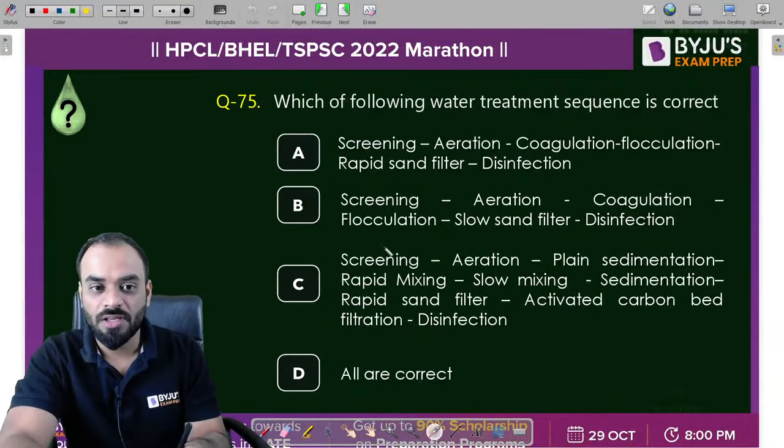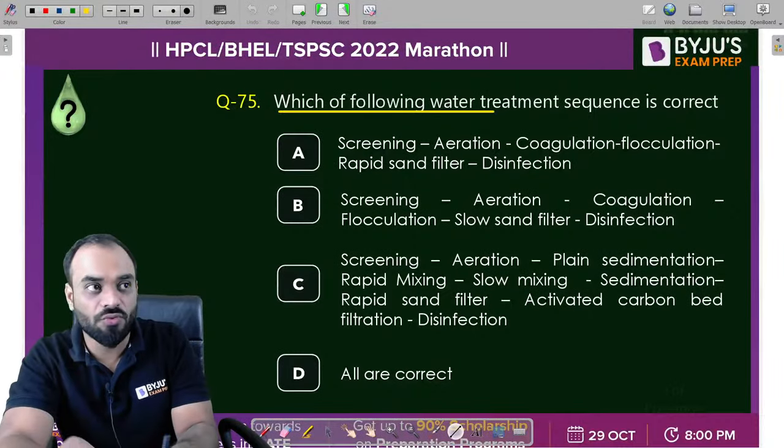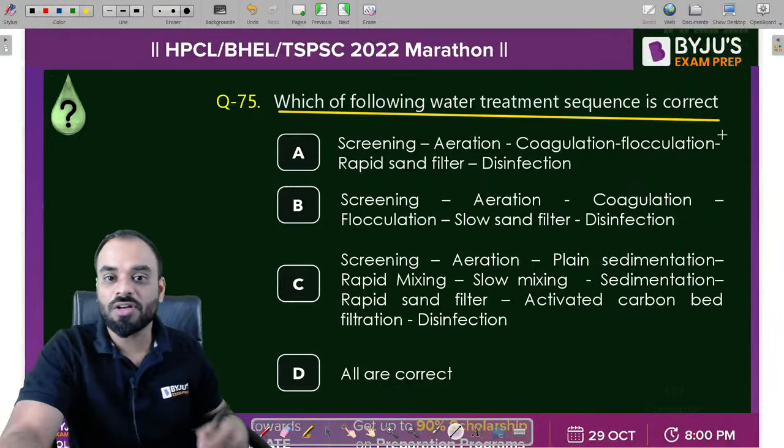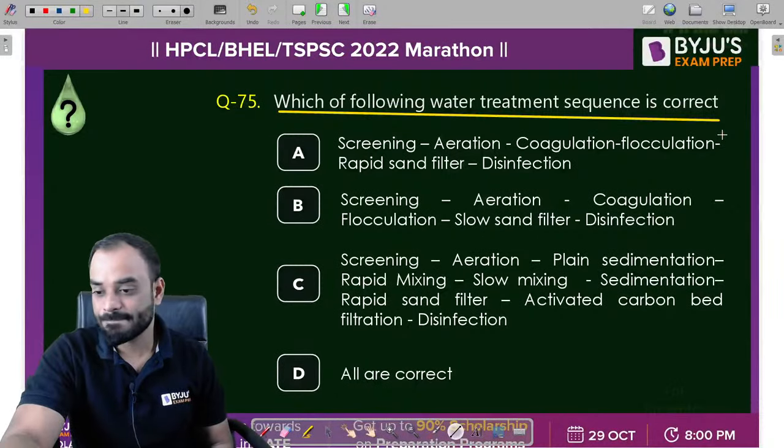Next question. Which of the following water treatment sequences is correct? Tell me guys, which of the following water treatment sequences is correct?